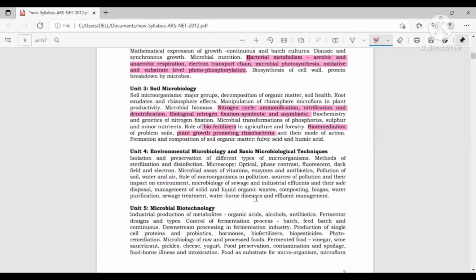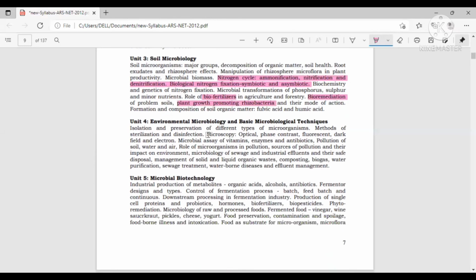Then unit 4. In unit 4, microscopy. At least 1 or 2 questions you can expect from this area. In microscopy, you have to focus on different types of microscopes, why we need to use different types of microscopes, their purpose of use, how they work, and their principles. Just draw the structure of every microscope briefly, with its components and its purpose. Everything has to be mentioned properly in your notes.